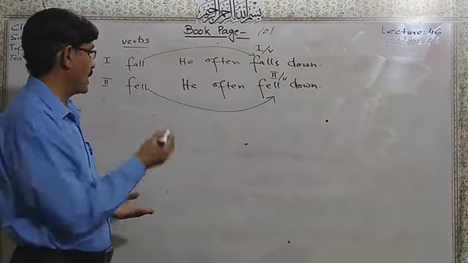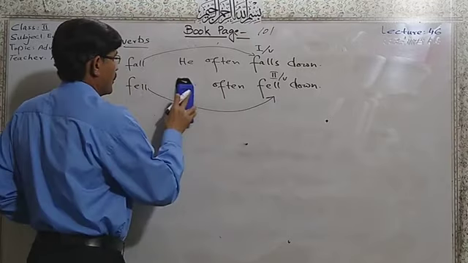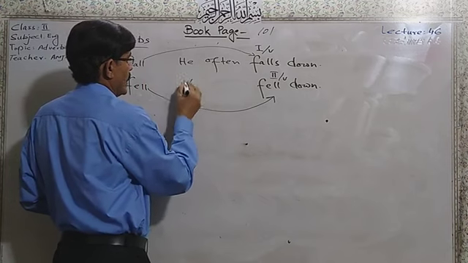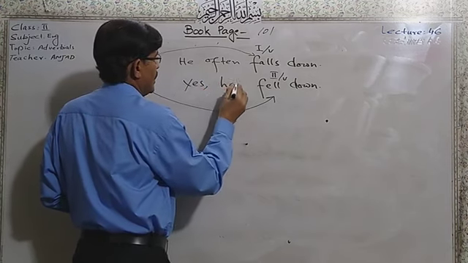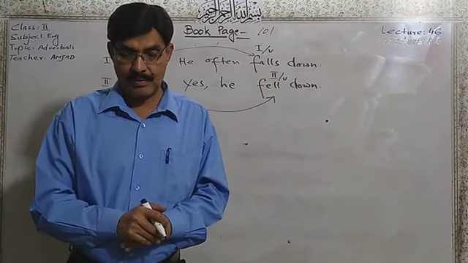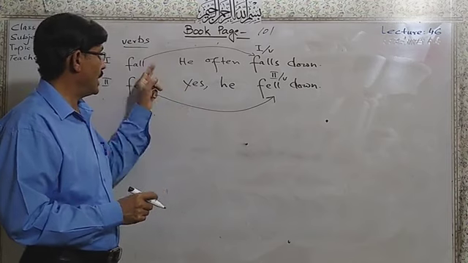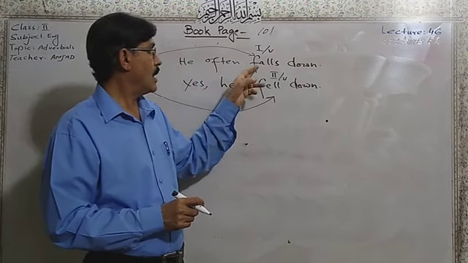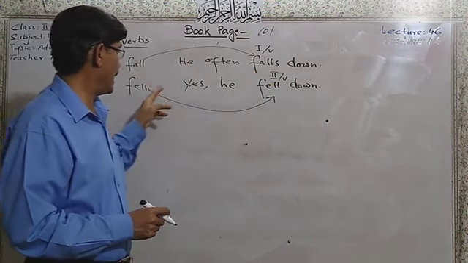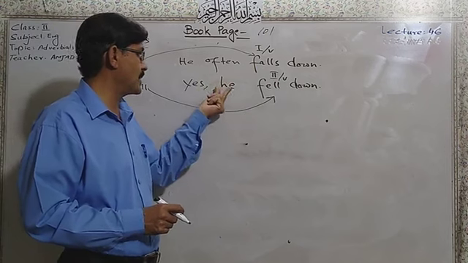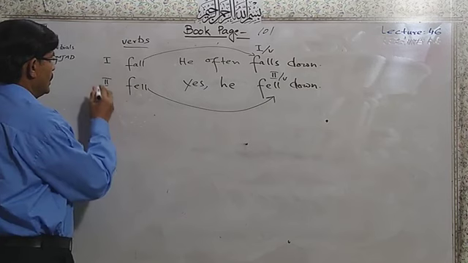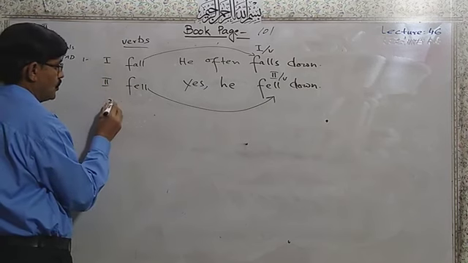Yes, he fell down. You can write here, yes, he fell down like this one. I hope you understood this one. In the first sentence, we have to use the first form of the verb. In the second sentence, write yes and then the subject, and then write the second form of the verb. This is number 1. Number 2, look this one.